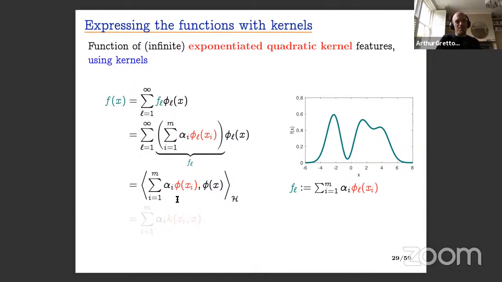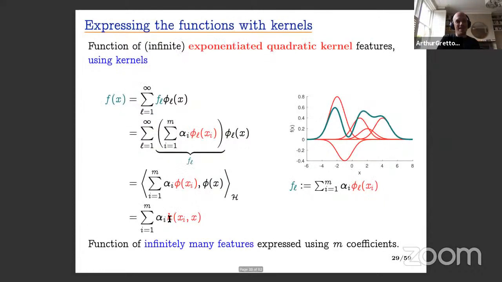So now let's substitute that. Okay, so I've got the sum from i equals 1 to m of alpha_i times the feature of x_i, dot producted with the feature of x. What's interesting now is that the dot product of my feature of x_i and my feature of x is my kernel between x_i and x. So here is my sum of kernels between x_i and x. Now I have expressed my function of infinitely many features as a sum over just m points. There are m of these weights alpha_i, and I've written my kernel between x_i and x.